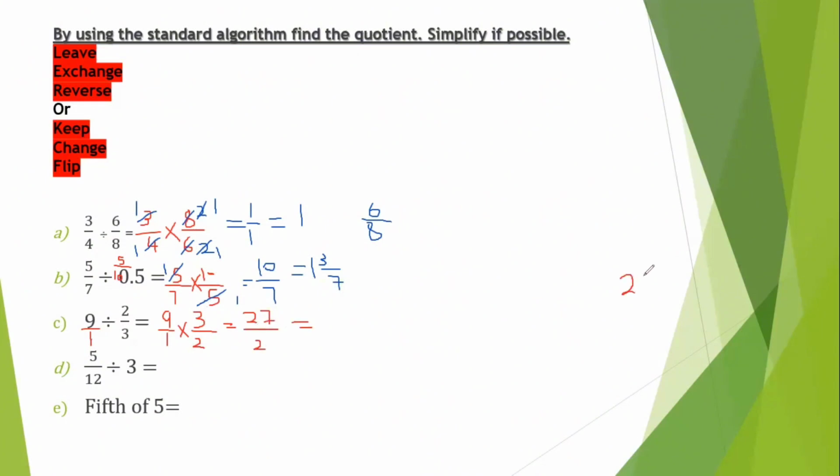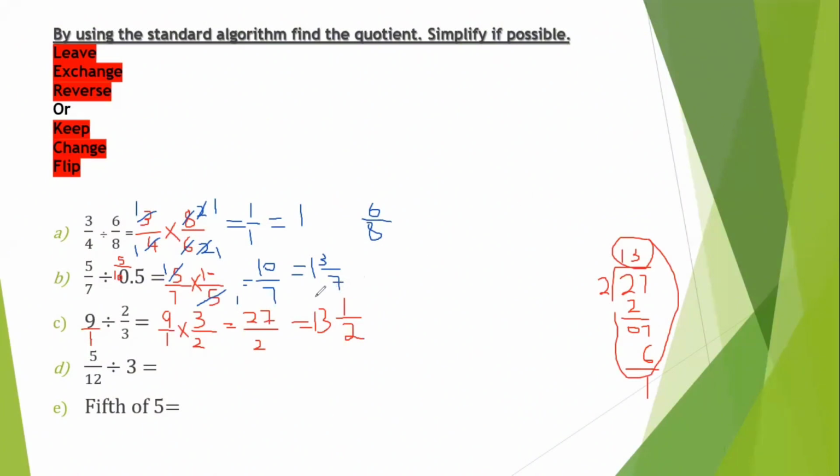You can use the long division. 27 divided by 2. 2 divided 2 equal 1. 1 times 2, 2. Subtract 0. Get down 7. 7 divided by 2 equal 3. 3 times 2 equals 6. Subtract 1. So the answer is 13 and 1 over 2. 13 and half. So the half of 27 is 13 and half.